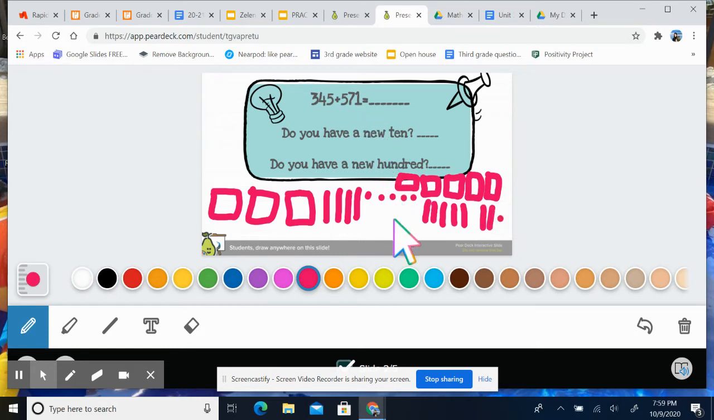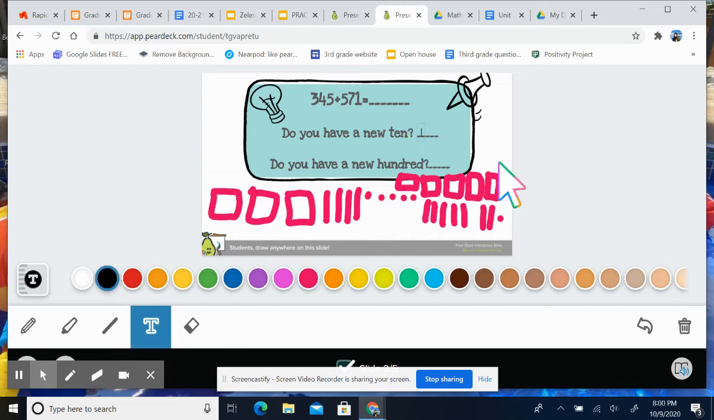So I ask myself my first question, do I have enough ones to make a new 10? So if I look over here, I have 5 ones, and this one is 6, so no, I do not. And before I do anything at all, I'm going to type in no. So I do not need to make a new 10, and I'm going to move to my next question.